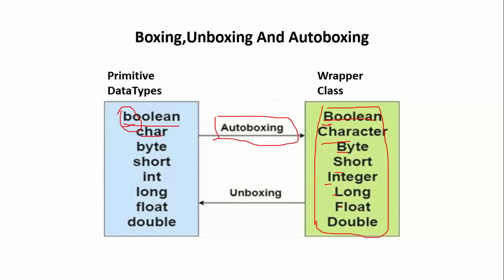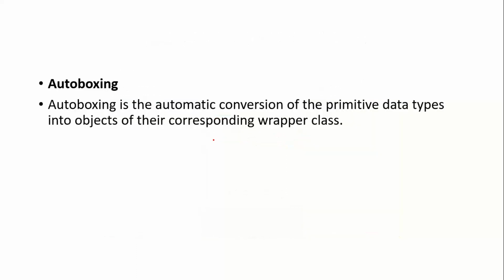But if you want to convert an object back into the data type, which is called unboxing, that has to be done by the programmer or user. Autoboxing, converting a primitive data type into a wrapper class, is done automatically in Java. So, what is autoboxing? Autoboxing is the automatic conversion of primitive data types into objects of their corresponding wrapper classes. The automatic conversion, so that is the reason it got the name autoboxing.